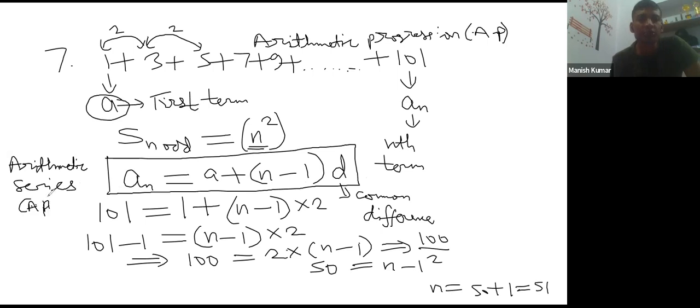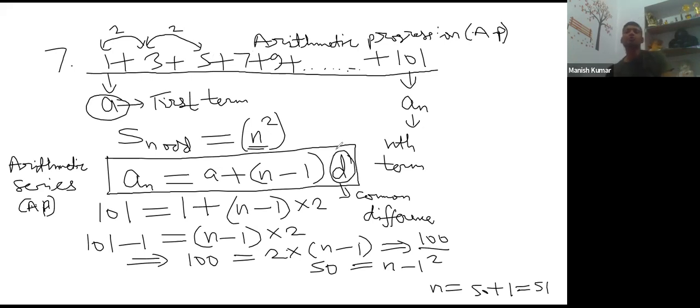So arithmetic progression is what? It is a series where there is a common difference between two successive terms, like 1 and 3, common difference is 2. Between 3 and 5, common difference is 2. Between 5 and 7, common difference is 2, isn't it? Whenever we subtract 3 minus 1, 5 minus 3, 7 minus 5, we always get 2. That 2 is called the common difference, or D. So D has been taken as 2.